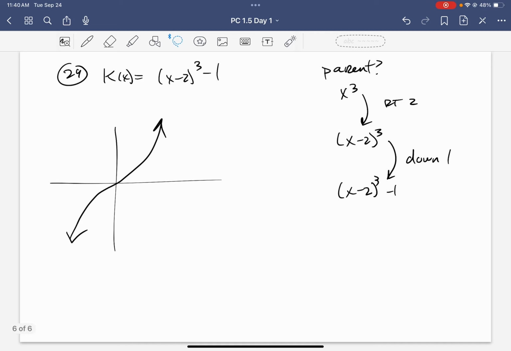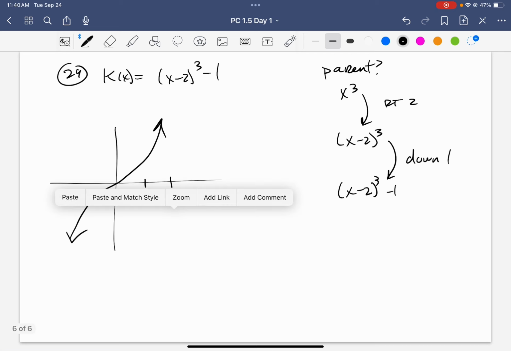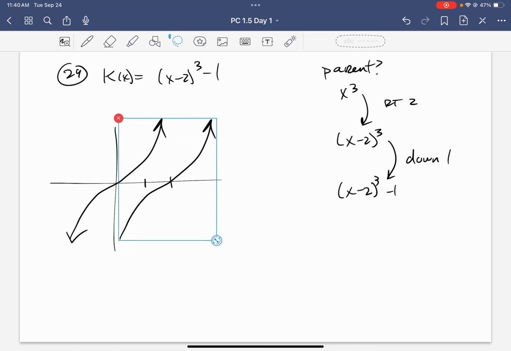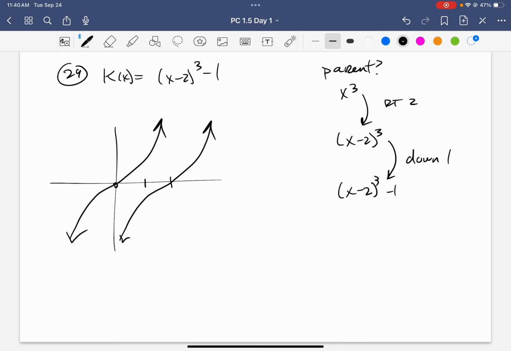So I'm going to go ahead and copy this. I'm going to copy that thing. And the first thing I do is I move it to the right 2. So I hit paste. I'm going to move it to the right 2. So it's going to look just like that. So my original, I had 0, 0 and 1, 1. Now I'm going to have the point 2, 0 and 3, 1. So this is x cubed and this is x minus 2 cubed.